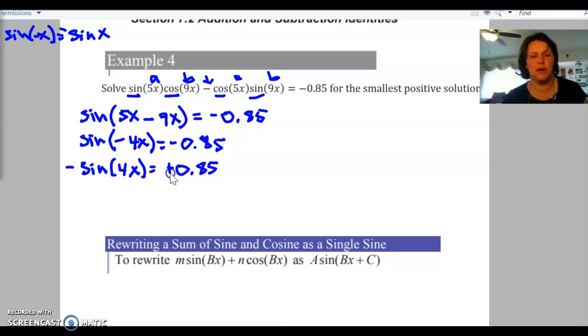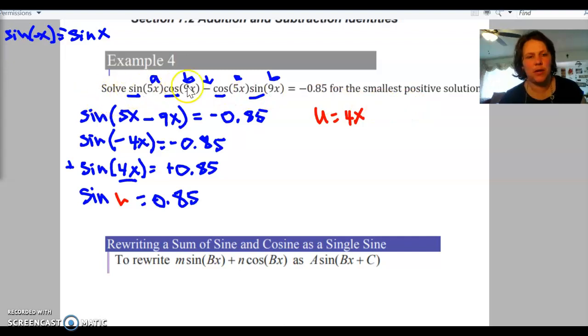And now I can multiply both sides by negative 1. I can get rid of all of those negatives, and as you know, if we can get rid of a negative with sine, that's going to help us out a lot. Okay, so if we have this 4x right here, let's set that equal to u. So u is equal to 4x, and then rewrite our equation. Now we have the sine of u is equal to 0.85.